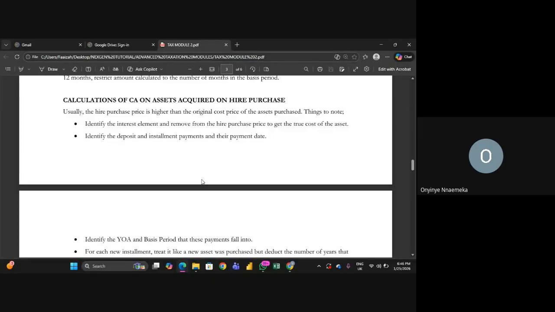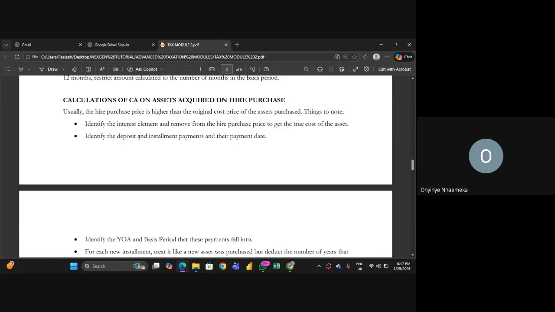Okay, so number one, identify the interest element and remove it from the hire purchase price to get the true cost of the asset, because it is on the true cost of the asset that you are going to calculate capital allowance. So you need to calculate the interest element. How much is the interest element? Identify the deposit, that is the amount that you deposited. Know that in hire purchase, you first pay a deposit. After the deposit, you now start paying installment payments.